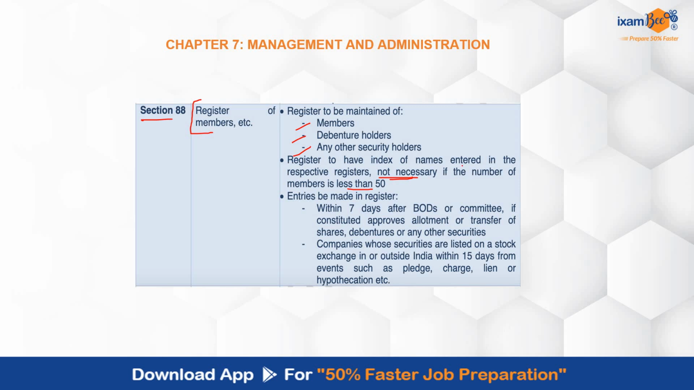So the register will have an index of names which will be entered in the respective registers, but it is not necessary if the number of members is lesser than what? 50. Now, the entries in the register have to be made within a period of 7 days after the board or the committee approves the allotment or transfer of the shares, debentures, etc.